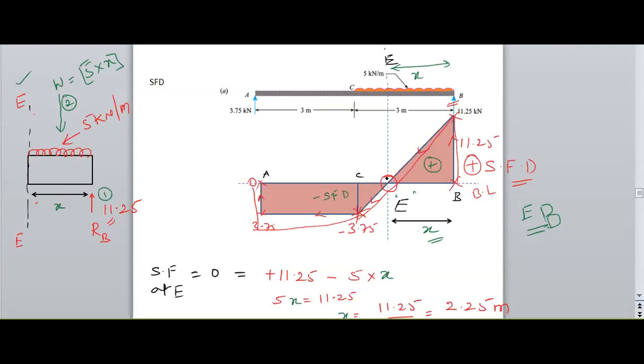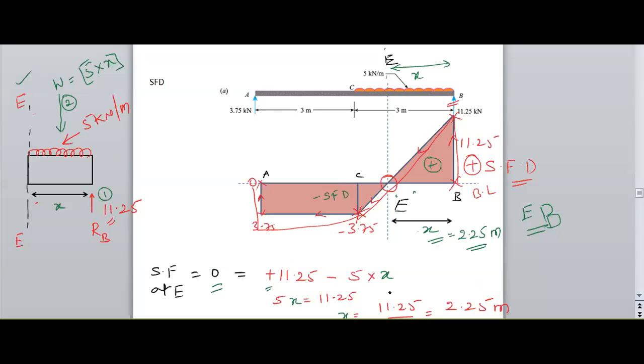From the graph, I have observed that it is touching the baseline. Therefore, shear force at E is equal to 0, which analytically is 11.25 moving in the upward direction and 5 into X moving in the downward direction. Therefore, a negative; it needs to be 0. Substituting the values, X, the distance between B and E, is 2.25 meters.